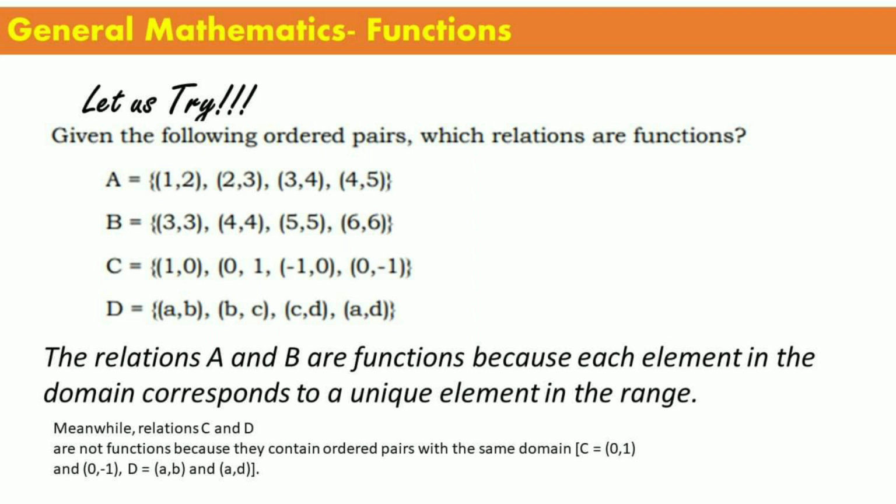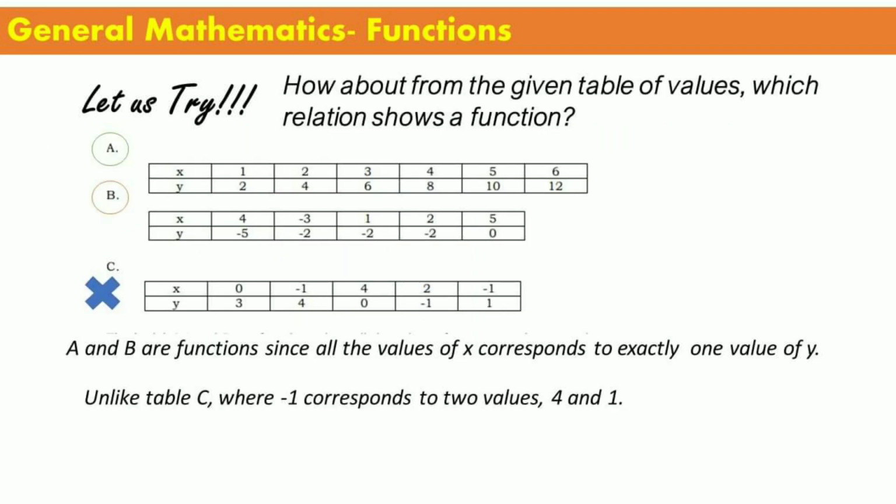How about letters C and D? Meanwhile, relations C and D are not functions. Why? Because they contain ordered pairs with the same domain: in C, (0, 1) and (0, -1), and in D, (A, B) and (A, D). Yes, the given examples are ordered pairs. So now you will know which is a function and which is not a function when the given is ordered pairs. How about if the given is a table of values?